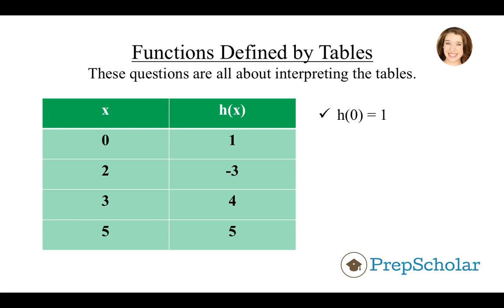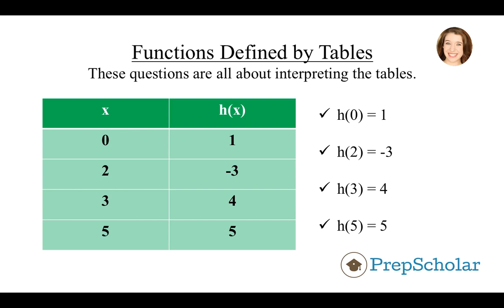So h of 0 would be equal to 1, right? We just took a 0, plugged it in for x, and we got the answer 1. What about the second column? h of 2 is equal to negative 3. So we're just plugging in that x, getting that h of x value. Same for the next column. h of 3 is equal to 4, and h of 5 is equal to 5.